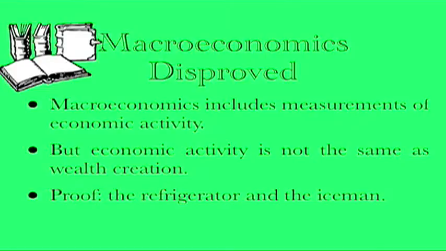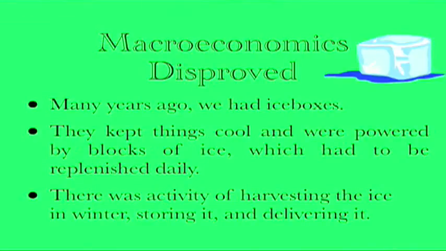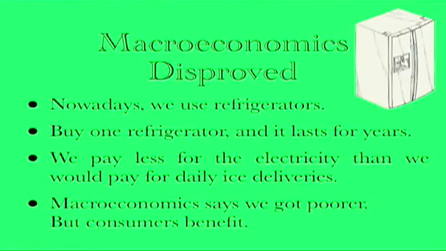One example that is proof is the refrigerator and the ice man. Many years ago, we had ice boxes. They kept things cool and were powered by blocks of ice, which slowly melted and had to be replenished daily. There was activity of harvesting the ice in winter, storing it, and delivering it year-round. Nowadays, we use refrigerators. Buy one refrigerator, and it lasts for years. We pay less for the electricity than we would pay for daily ice deliveries.